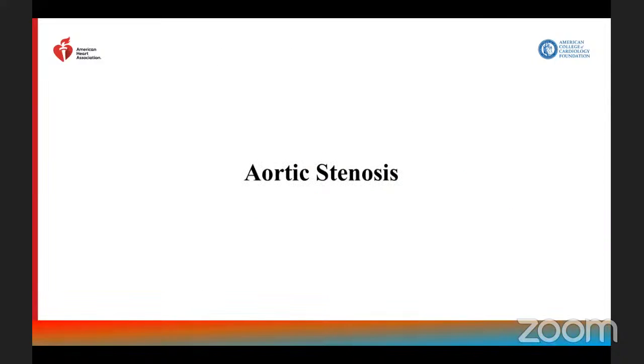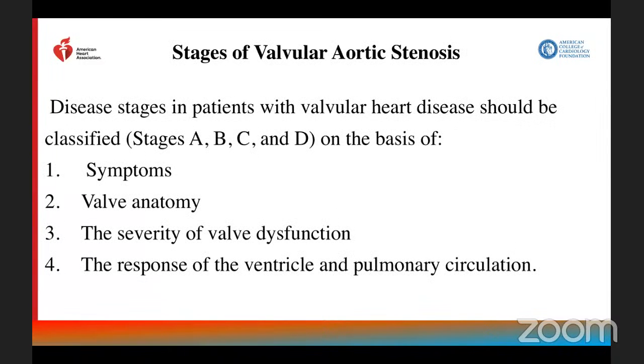We'll go now to aortic stenosis. To stage a patient with valvular aortic stenosis, it should be classified ranging from patient at risk, which is stage A, or with progressive hemodynamic obstruction, which is stage B, and to severe asymptomatic, stage C, and symptomatic aortic stenosis, which is stage D. All of this can be defined according to the symptoms of the patient, valve anatomy, the severity of valve dysfunction, and the response of the ventricle and pulmonary circulation.